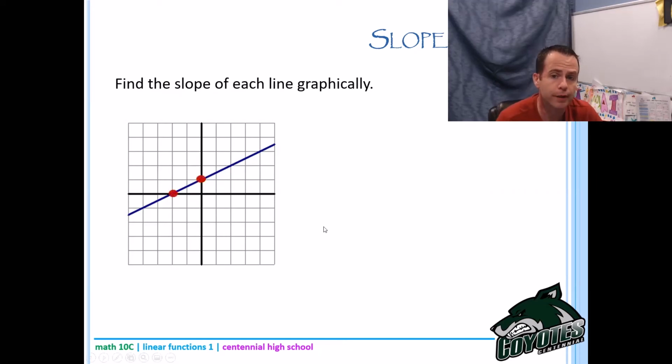Okay, so you find 2 points. Those are the 2 points I chose. How do I go from one point to the other point? I go up 1 over 2. So rise over run, my slope is 1 over 2.